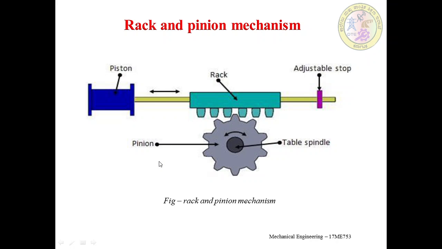But in an indexing mechanism, the reverse case holds true. The device uses a piston to drive the rack, which causes the pinion gear and attached indexing table to rotate. A clutch is used to provide rotation in the desired direction. The mechanism is used but is not considered suitable for higher speed of rotation. That is the only drawback of this rack and pinion mechanism.